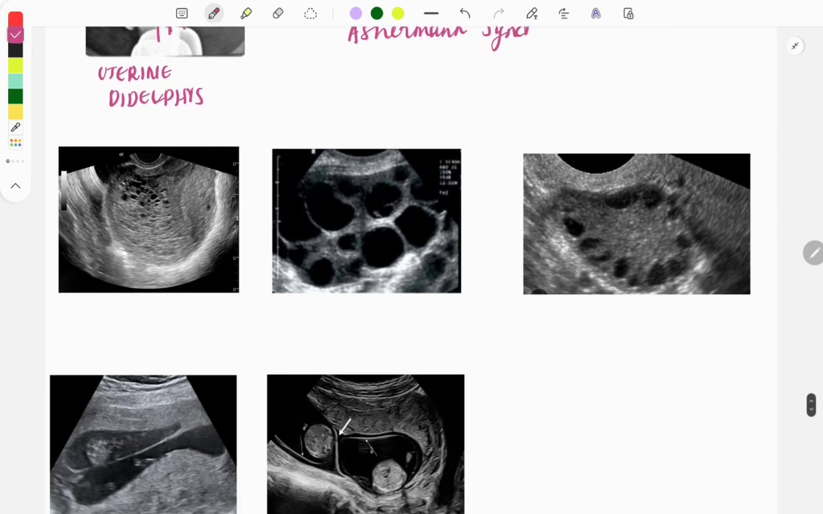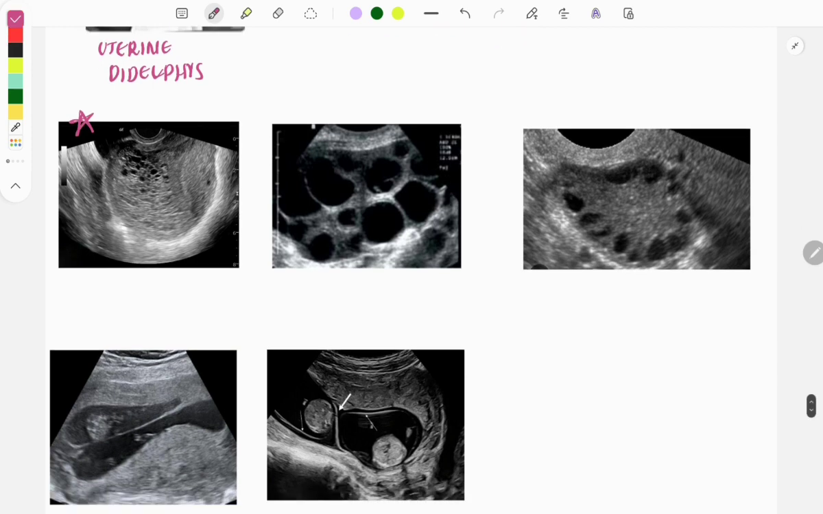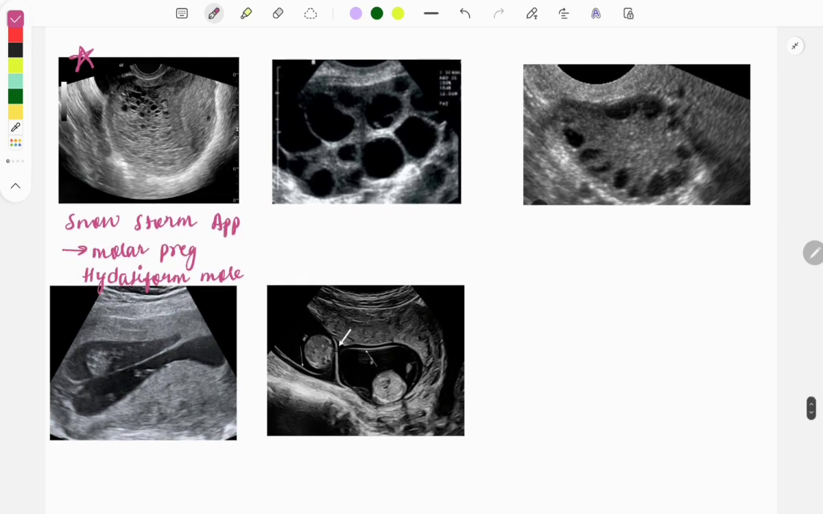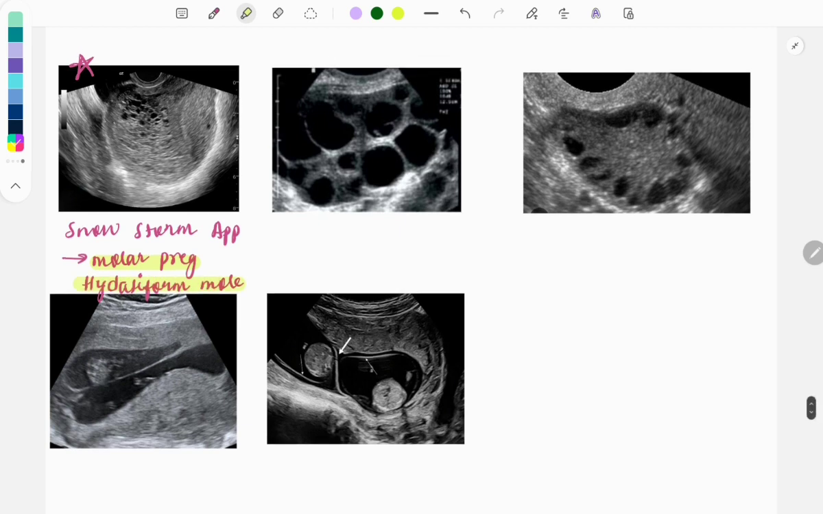The first image is a very famous and very important image from the FMGE point of view. This is a repeat image, and every year this image is asked. This kind of appearance is called a snowstorm appearance, and this is seen in the molar pregnancy, hydatidiform mole. So this is a very important image.